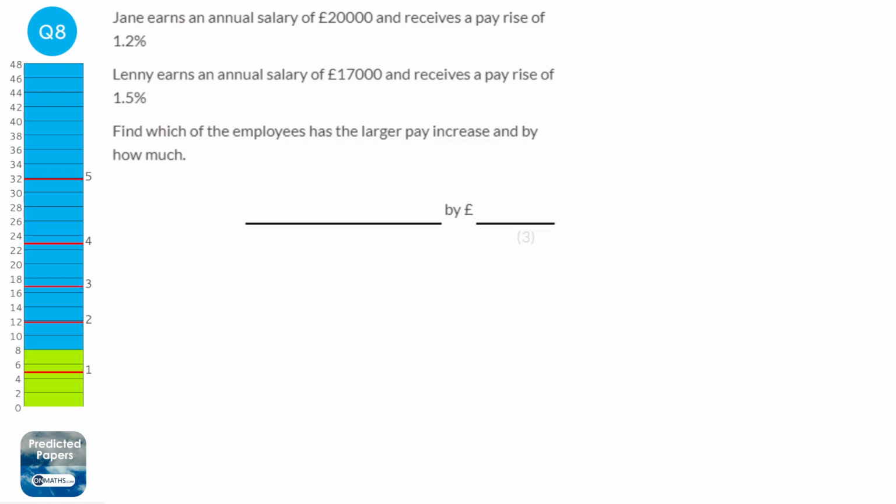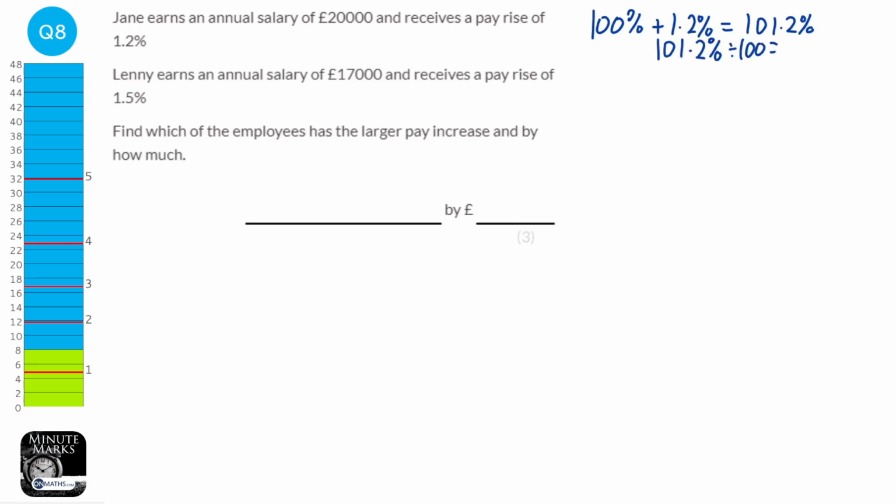So firstly we're going to work out what the percentage increases are as a multiplier. So we start off with 100%. Jane has a 1.2% pay rise, and so that would be 101.2%, and we divide that by 100 to make it a multiplier. So the multiplier is 1.012. So we get the 20,000, times it by 1.012, and that gives us 240.